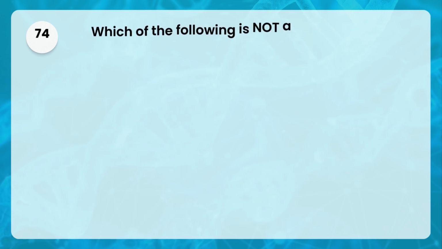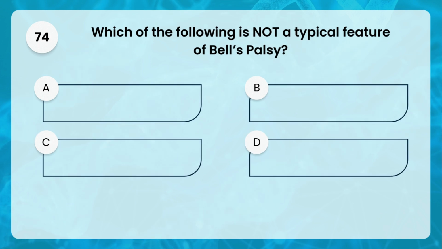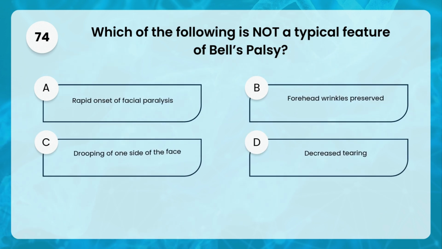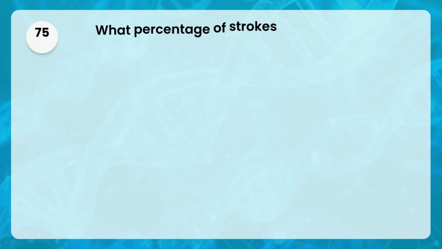Number 74. Which of the following is not a typical feature of Bell's palsy? A. Rapid onset of facial paralysis. B. Forehead wrinkles preserved. C. Drooping of one side of the face. Or D. Decreased tearing. The answer is B. Forehead wrinkles preserved.